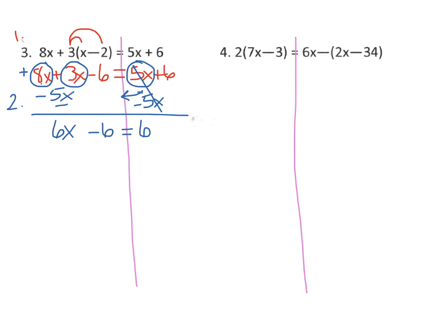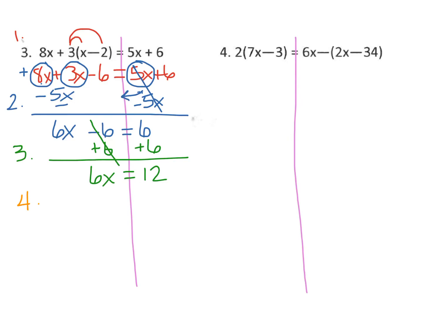Now I'm going to do step 3. So do the opposite of the constant term. All right. Negative 6 plus 6 disappears. And then I have equals 12 over here. Bring down your 6x.